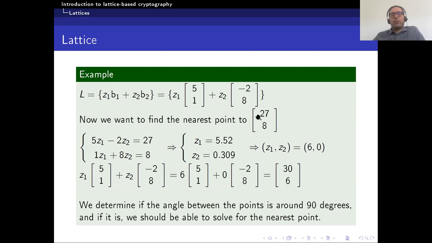If this point (27, 8) is given and you are asked to find the nearest point on your lattice to this given point, the first approach is to create this equation: Z1 times 5 plus Z2 times -2 equals 27. The next equation will be Z1 times 1 plus Z2 times 8 equals 8. So you have two equations with two variables, and then you can find the values of Z1 and Z2.